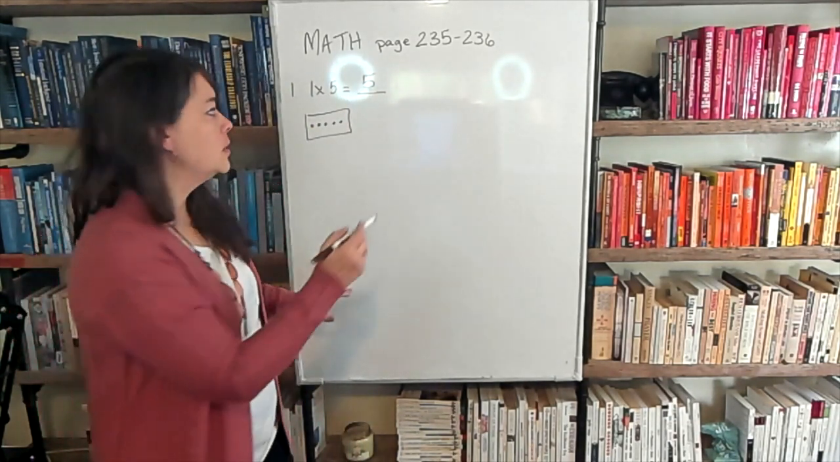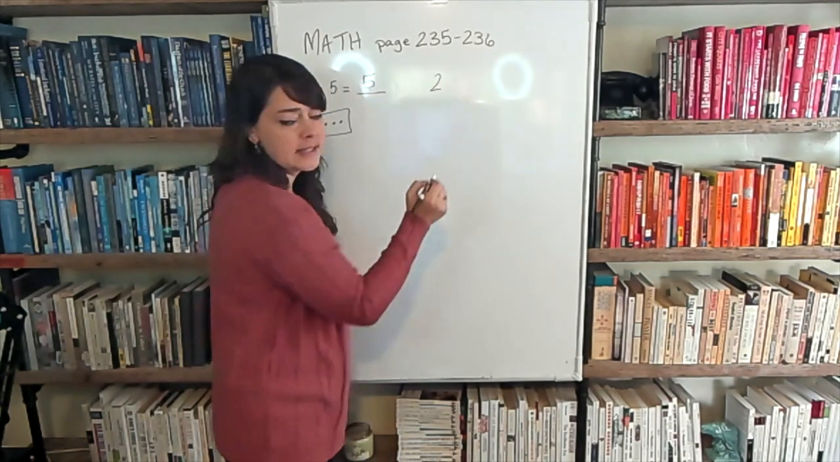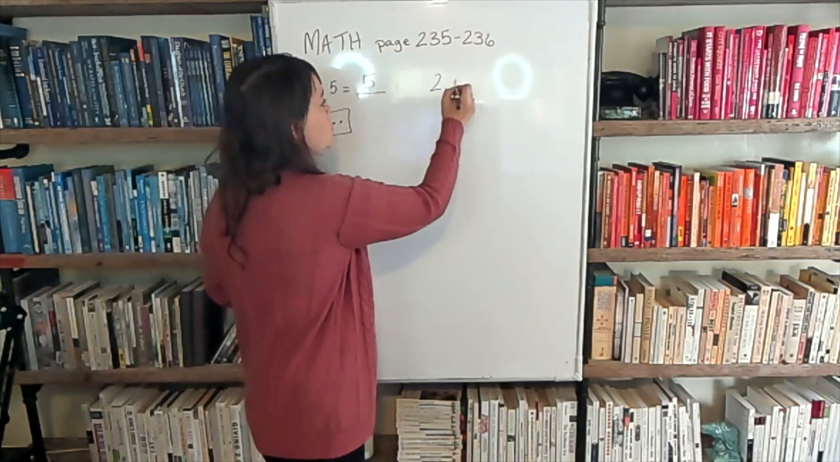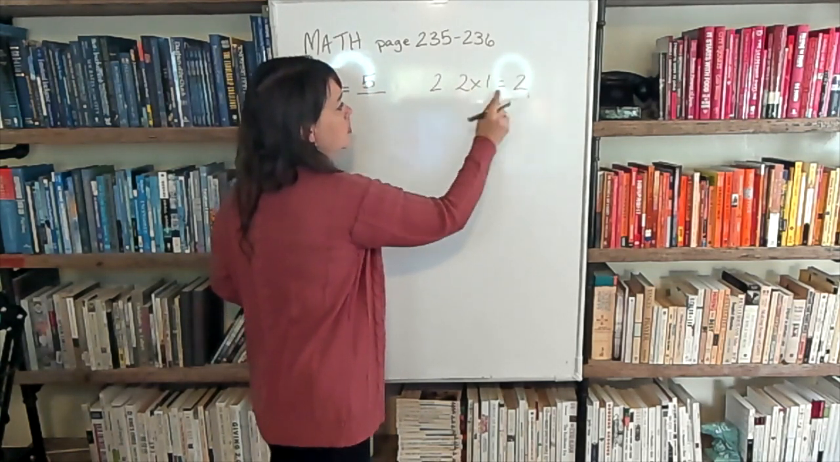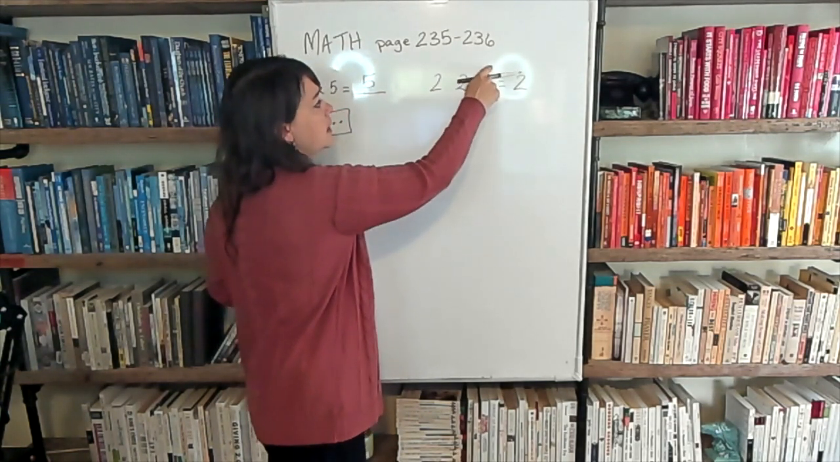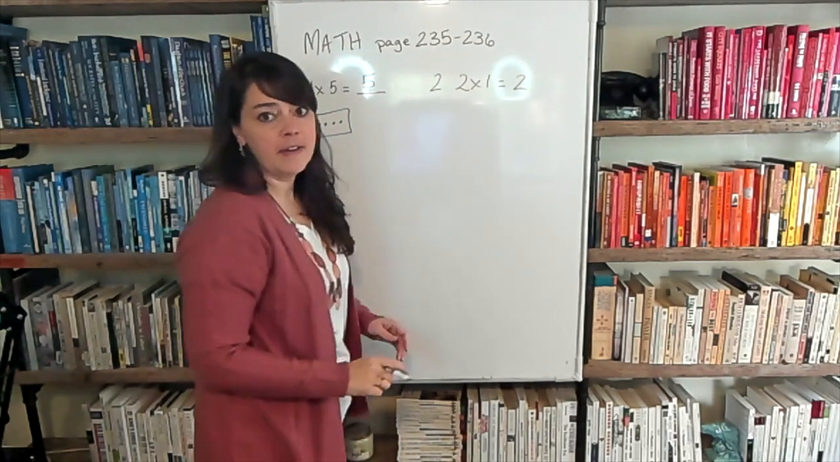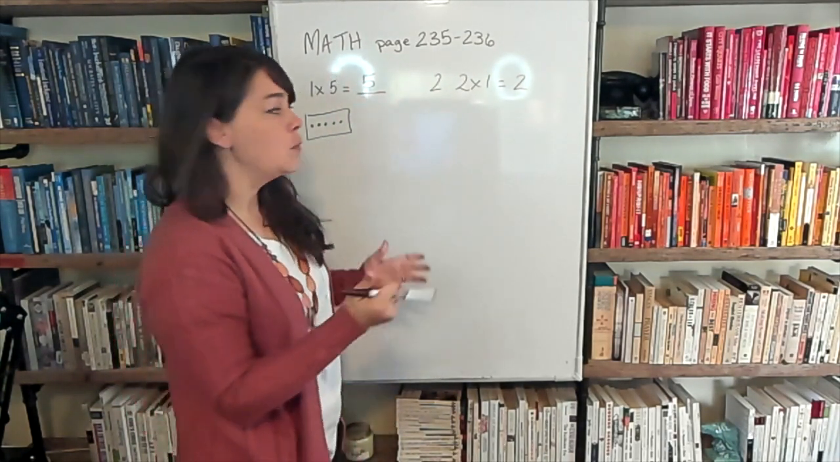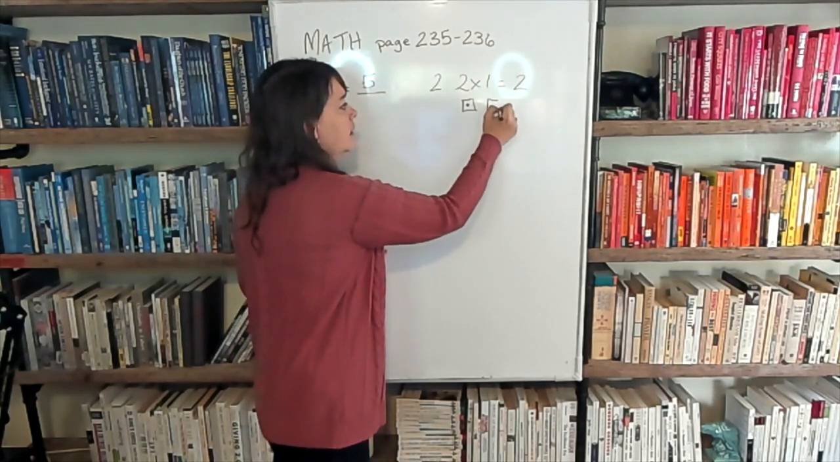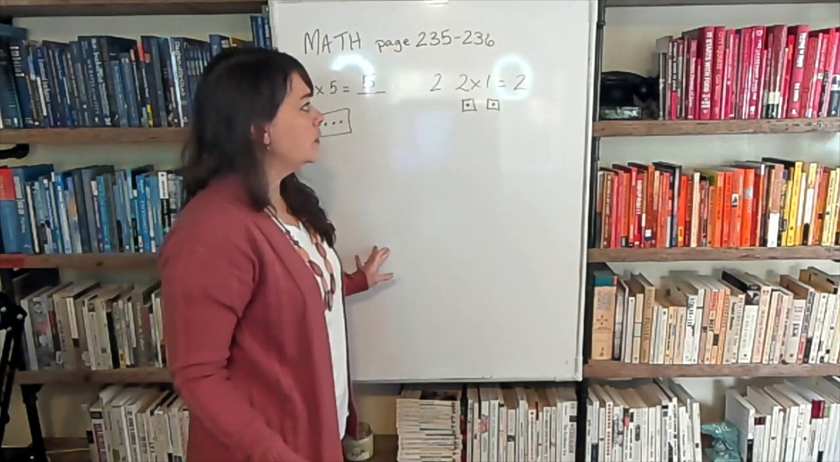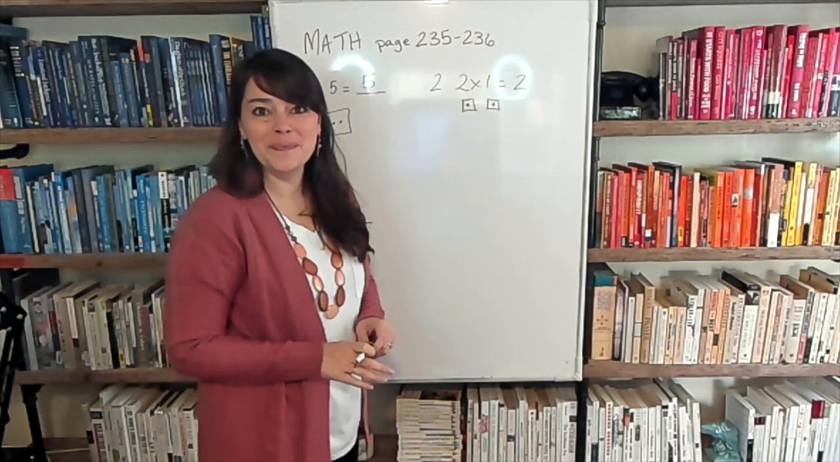So we do that again with number 2. Number 2 is 2 times 1. 2 times 1 equals 2, because when 1 is a factor, the product is the other factor. Okay, and if you wrote that down, you're saying 2 sets of 1 equals 2, right?